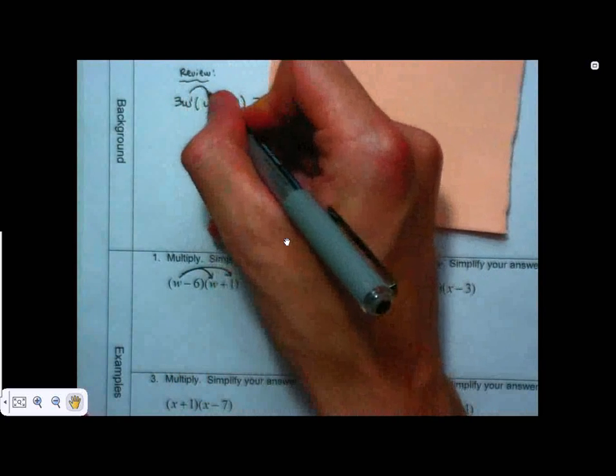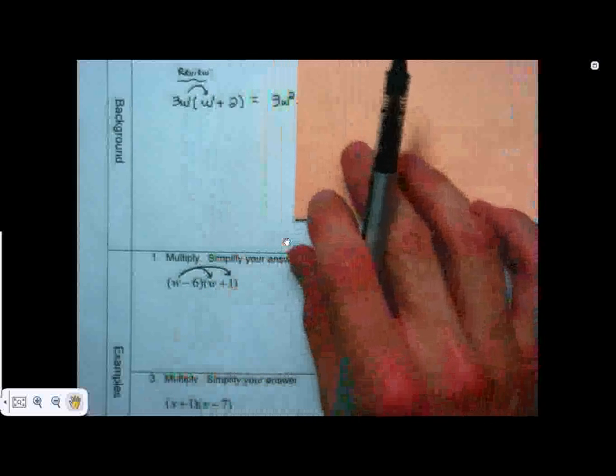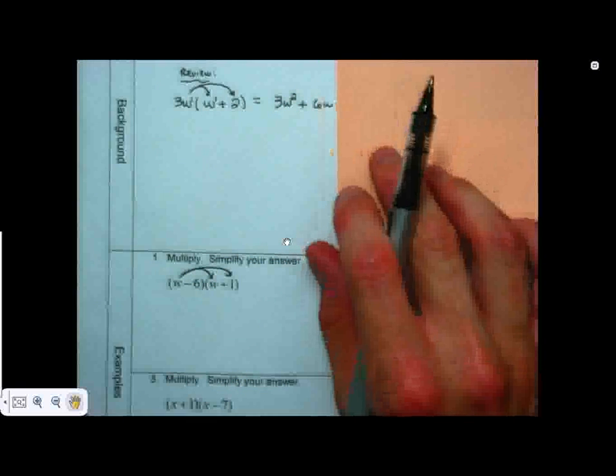How would you simplify this expression, or how would you multiply those two things out? Well, we'd have to use the distributive property. So what I would do is take the 3w times w. If I do that, again, I add the two exponents together, so that would give me 3w squared. And then for the second guy, I would take 3w times 2, and that would just give me 6w.